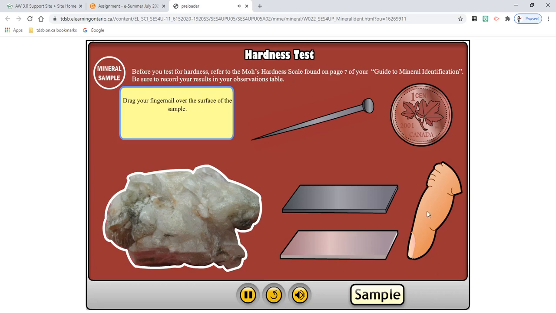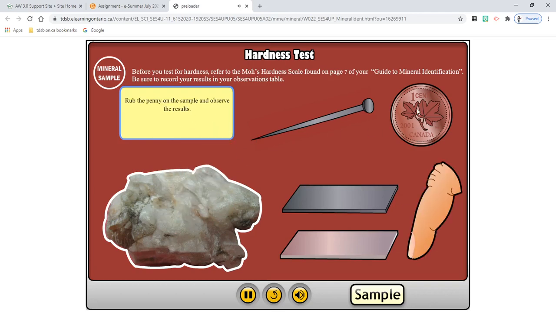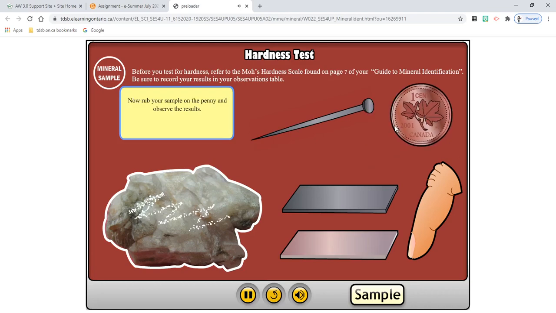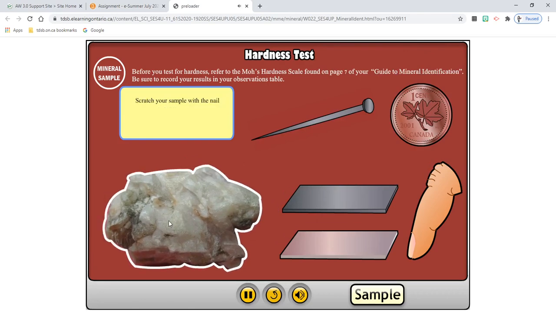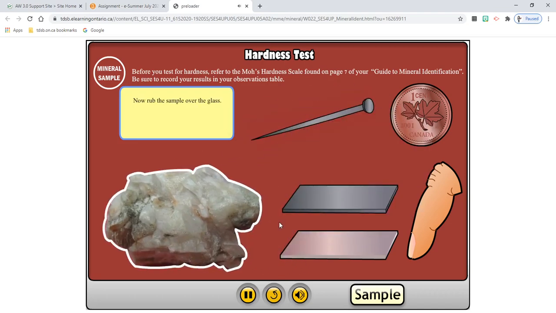Hardness. Before you test for hardness, refer to the Mohs hardness scale found on page 7 of your guide. Rub the penny on the sample and observe the results. Now rub your sample on the penny and observe the results. Scratch your sample with the nail. Now rub the sample over the steel plate. Now rub the sample over the glass.